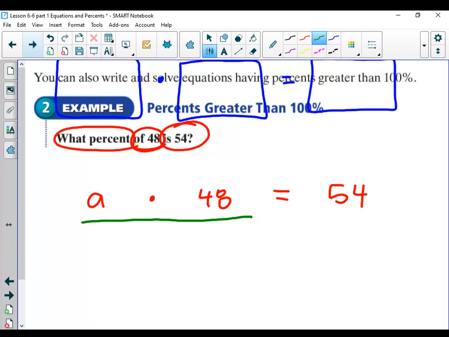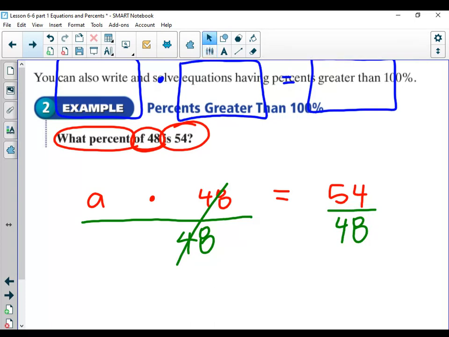Oh, I can't do A times 48. I'm going to have to divide both sides by 48. I'm going to need a side problem.